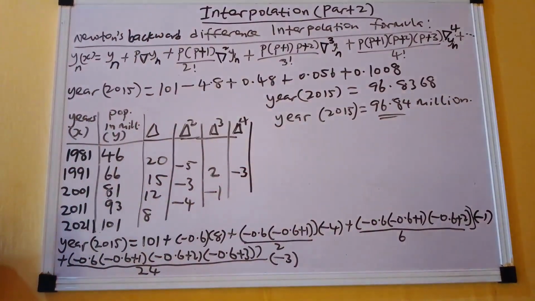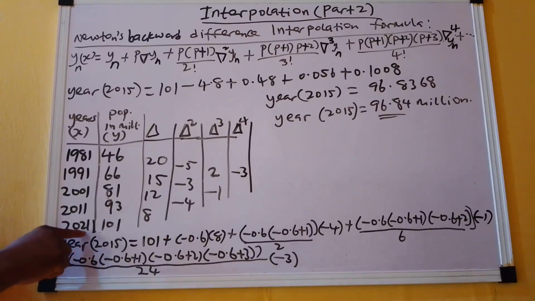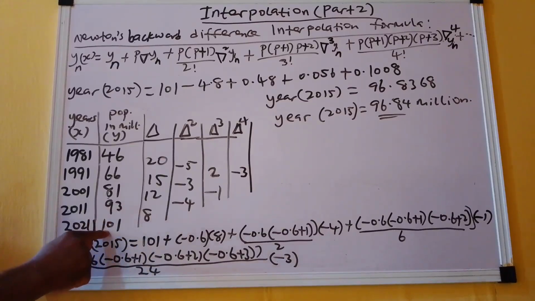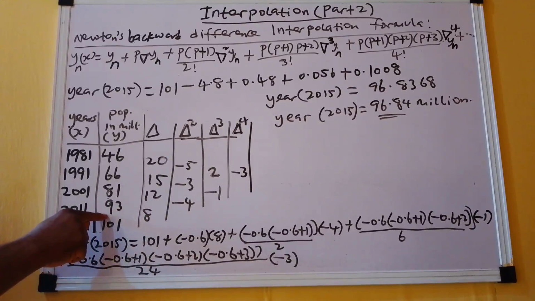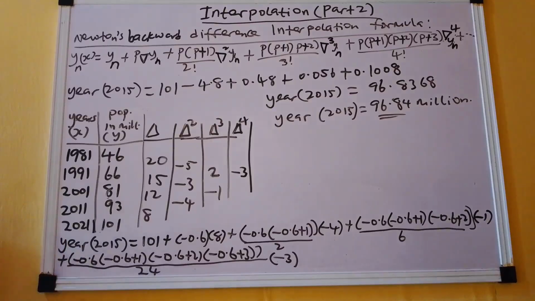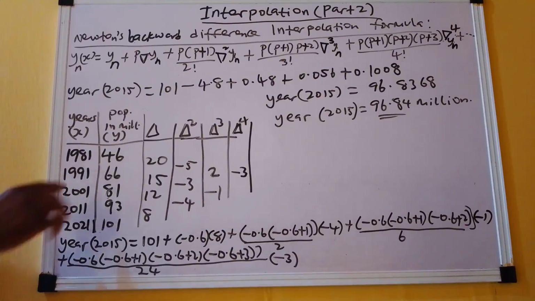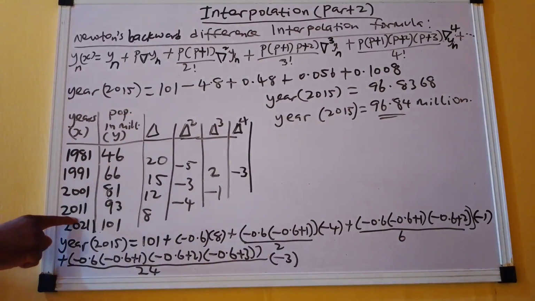You see that? So you can see this is year 2021. 2015 is in between 2011 and 2021, between 93 million and 101 million. So that is where 96.84 million lies. So we are on track. So you can see from this census data, we have been able to predict or estimate the population for this particular country for year 1985, and we got a value 54 point something million. We got 54.85 million, and we have also done that for year 2015.